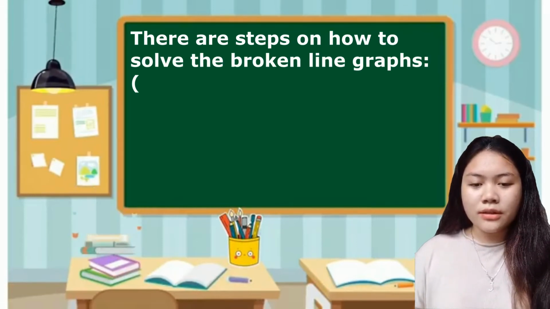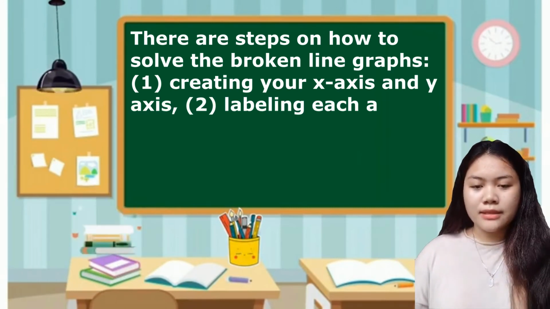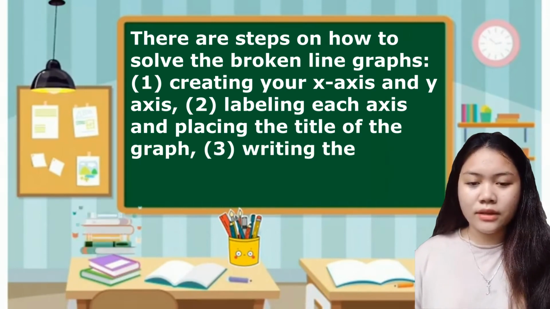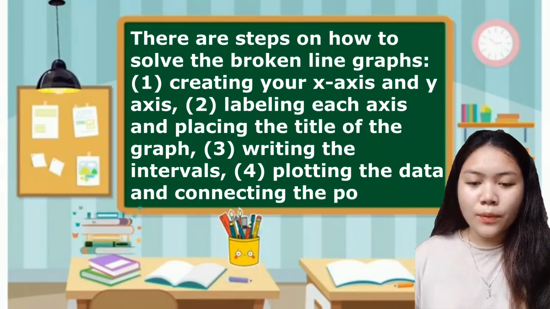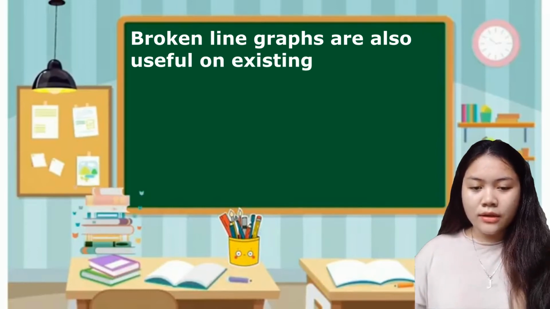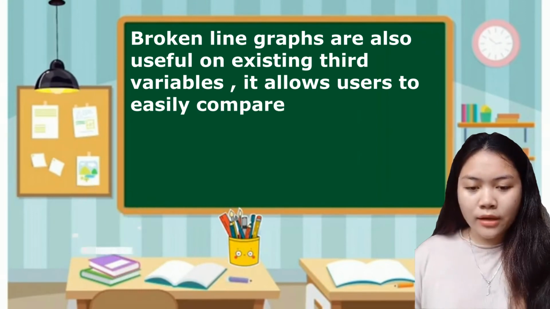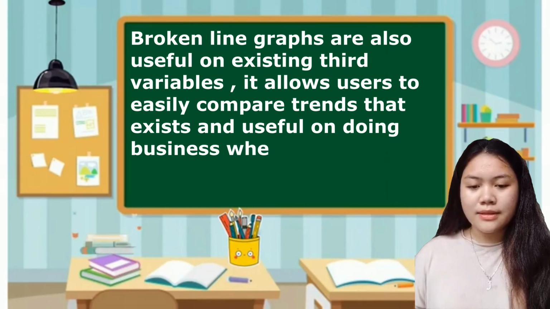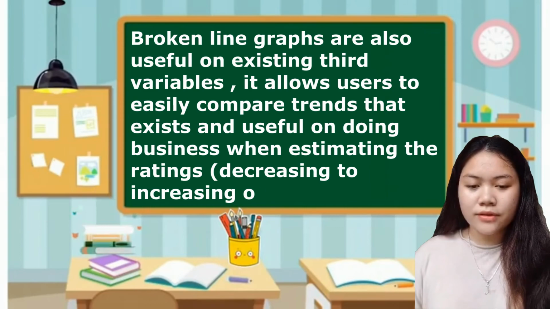Number 1, creating your x-axis and y-axis. Number 2, labeling each axis and placing the title of the graph. Number 3, writing the intervals. Number 4, plotting the data and connecting the points. Broken line graphs are also useful on existing third variables. They allow users to easily compare trends that exist and are useful in doing business when estimating ratings, decreasing or increasing or reverse.